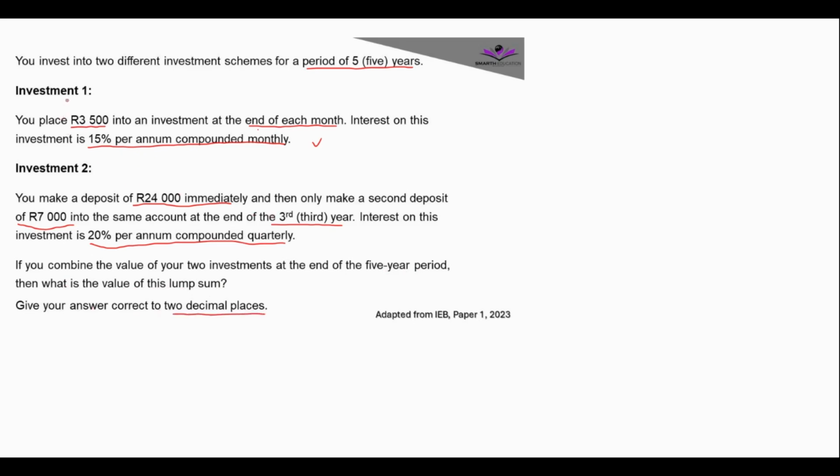Let's start with investment 1. We have to find the future value for investment 1 and also find the accumulated amount for investment 2, and then we add them. Okay, let's start with investment 1. If you want, you can list your information, but we have the installment, which is the x. Let's start by writing the formula. Future value is equal to x, then 1 plus i to the power n minus 1, all this over i. Right, so our x is 3,500, our i is 15%, so 0.15 divided by 12.